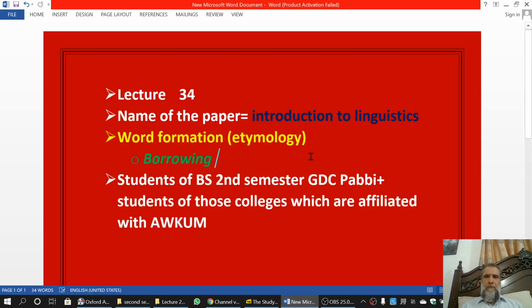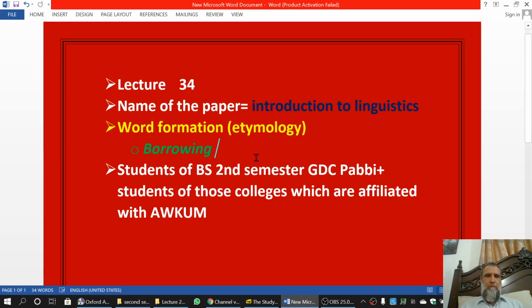The name of the paper is Introduction to Linguistics. The chapter is word formation or etymology, and the topic is borrowing. Before borrowing, we discussed coinage. That was in lecture number 33.